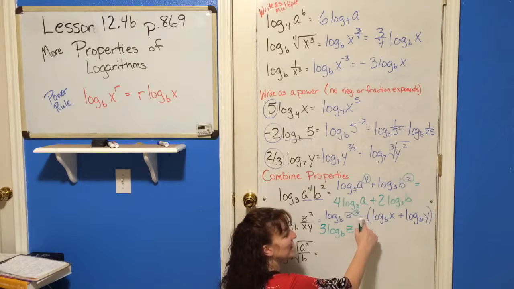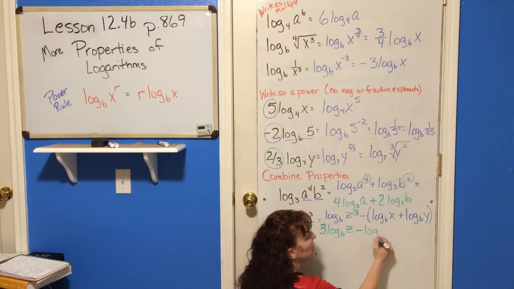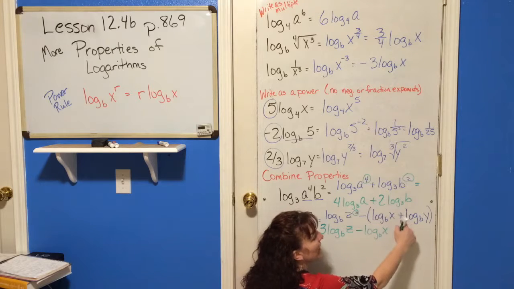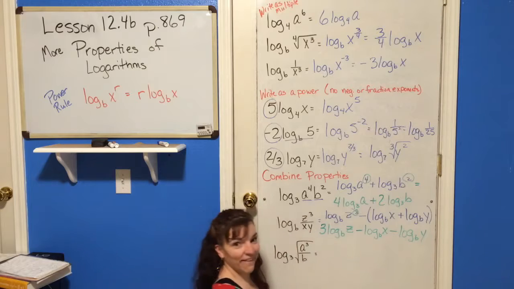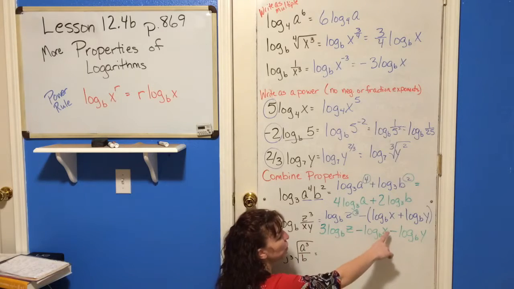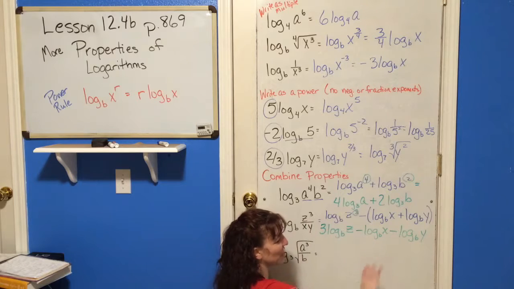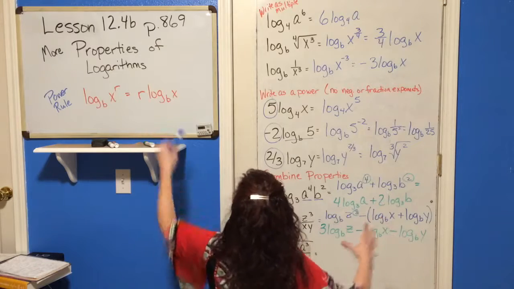Now this minus is going to distribute through. So you're going to have log base b of x minus log base b of y. And now you're done. Okay? Because now you don't have any powers and you don't have any parentheses. Everything's good to go. All right? Let's do one more like that, and then we'll put them together.